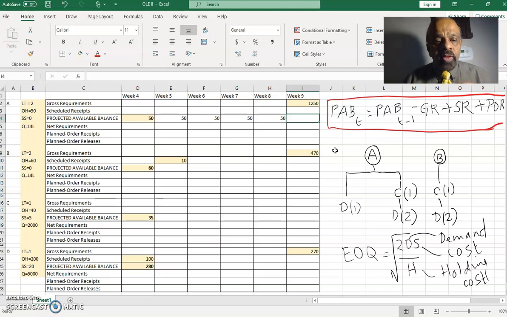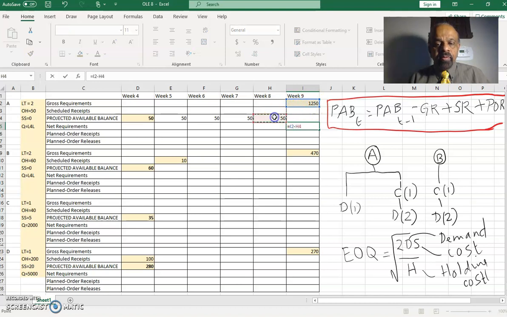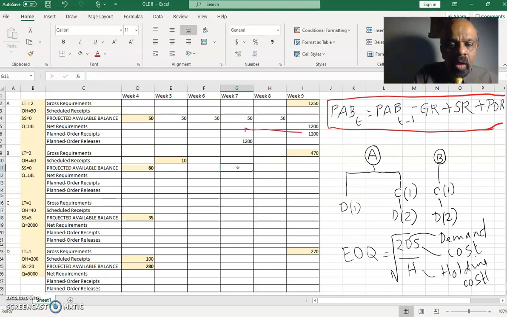How do we do this now? First of all, you can order lot for lot. So whatever the requirements are, you can order. If you need 50, you can order 50. What we need is 1250, but you already have 50 here. So your net requirements is going to be 1250 minus 50, which is 1200. You can buy 1200. And when do you buy it? You have a lead time of 2 weeks. So instead of week 9, we can buy it in week 7. Because of your lead time, you can buy 1200 in week 7.